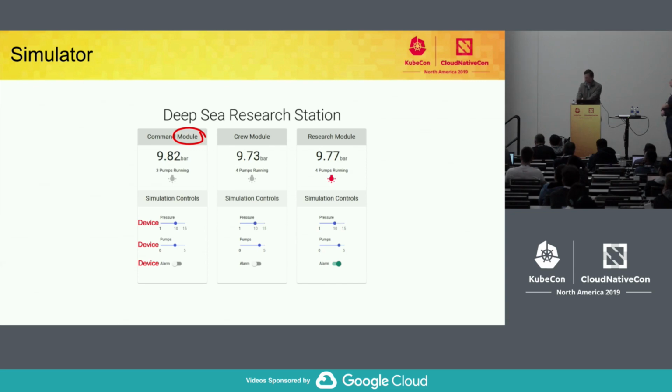Now, we have a UI for our simulator. We're going to load this into our clusters in just a moment. And what it will do is show you in real time all 3 of the modules for your research station and the current values for all the devices. There's even some things down on the bottom where you can tweak the values, so you can experiment with them a little bit. And we'll be working with that for the remainder of the talk.